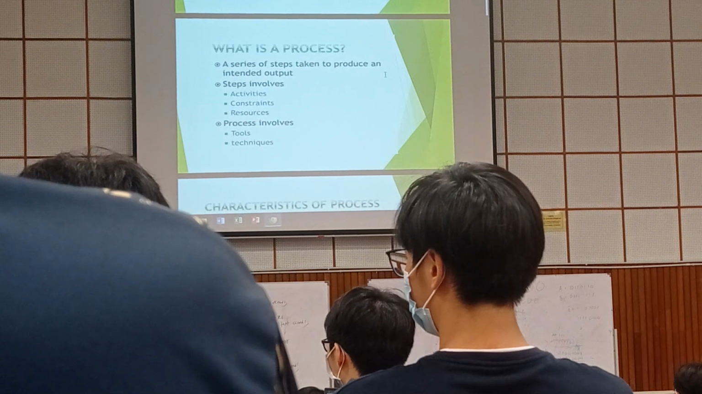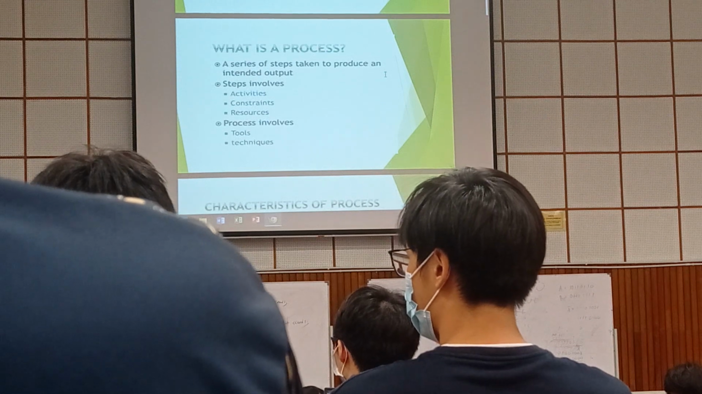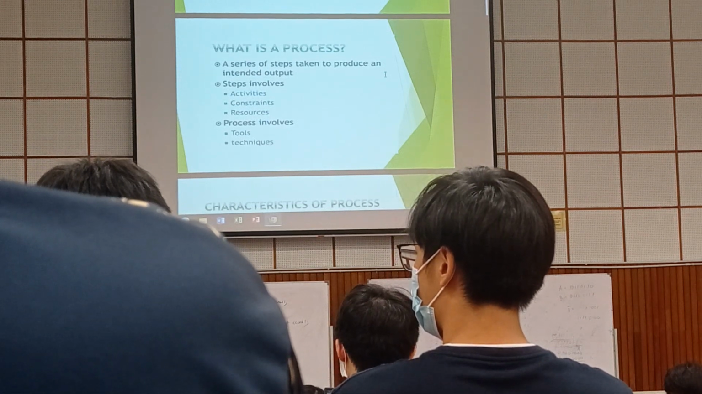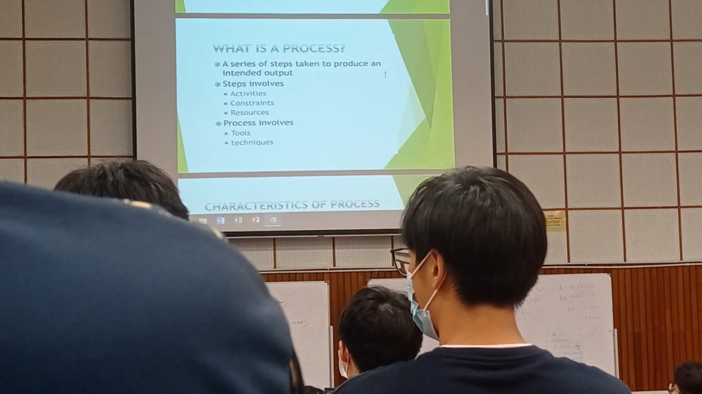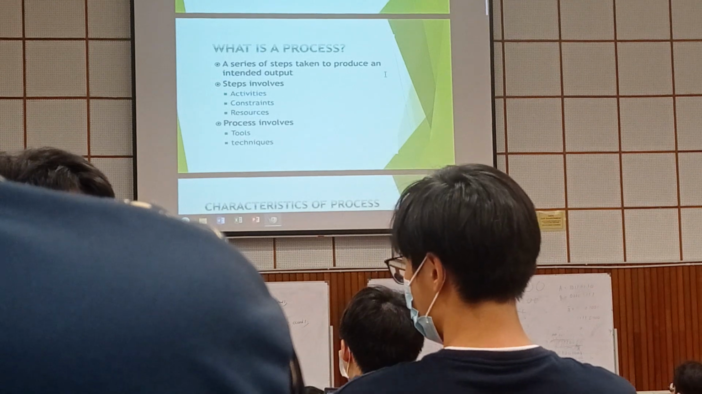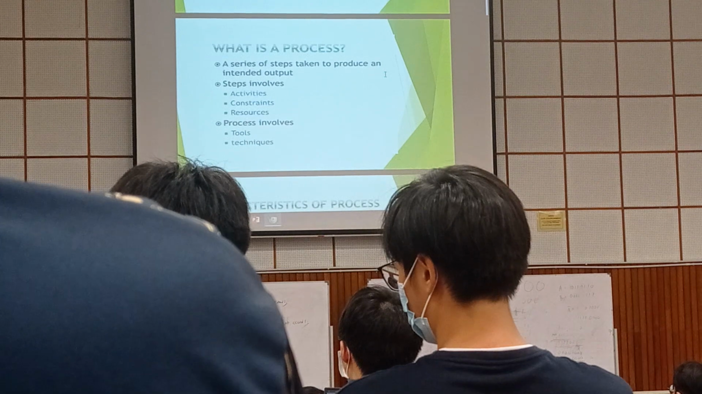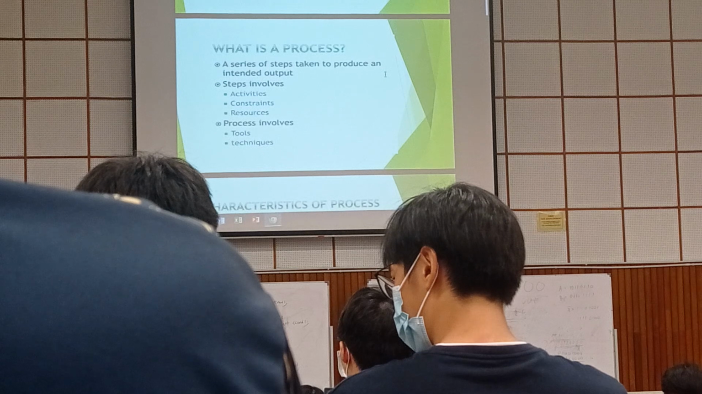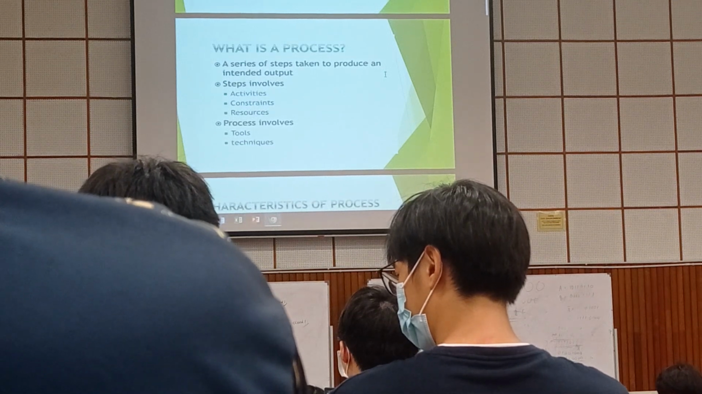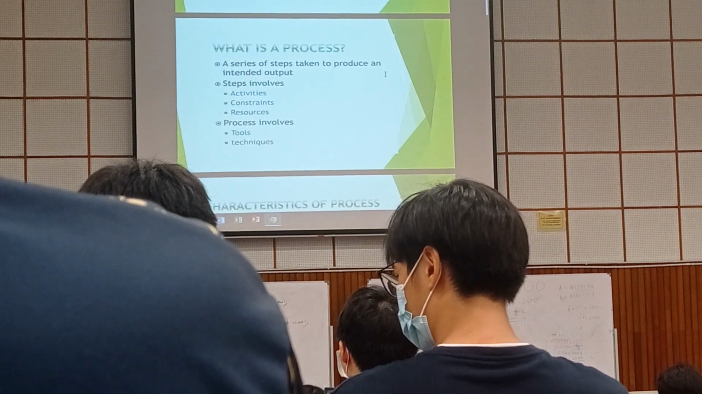So the same process that we need to apply when you want to develop any models also, your systems, your software. So when we talk about the steps, there are a few things involved. One is activities. So the activities here are what we have done, for example, first step, second step, third step. Apart from activities, we have the constraints also. So what are the constraints? If you want to do the testing, what is the constraint of testing?